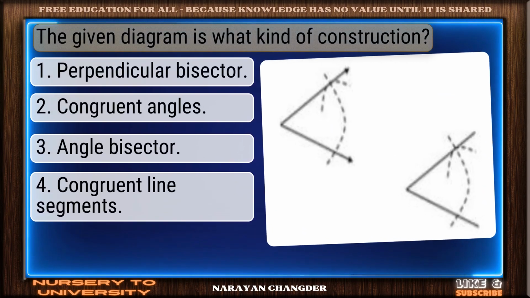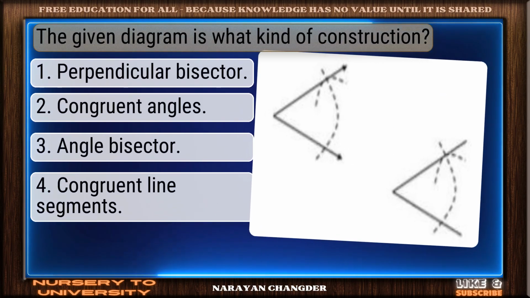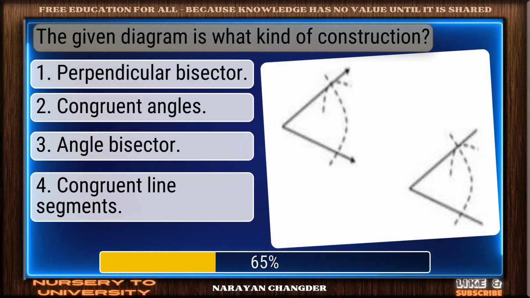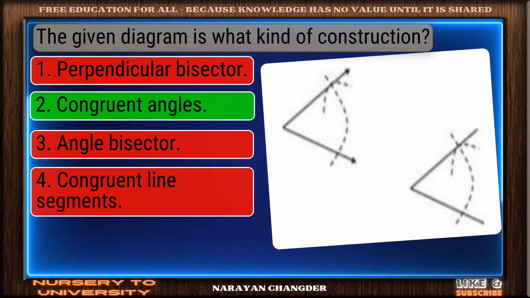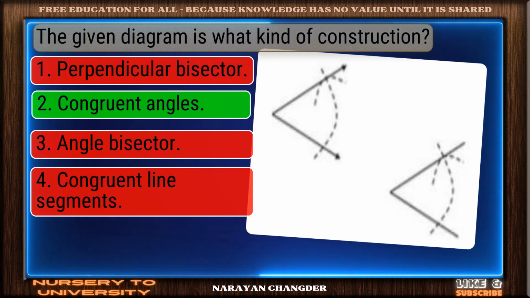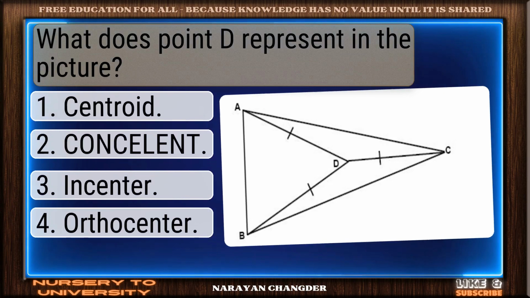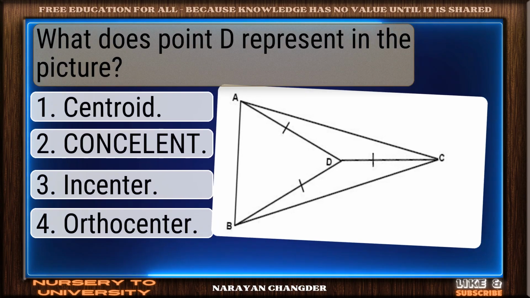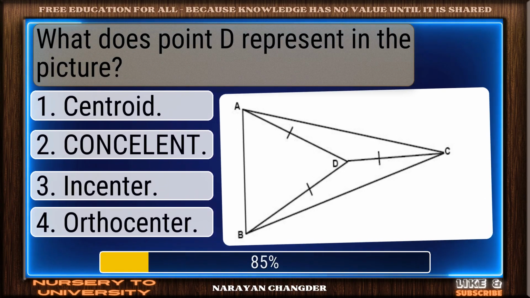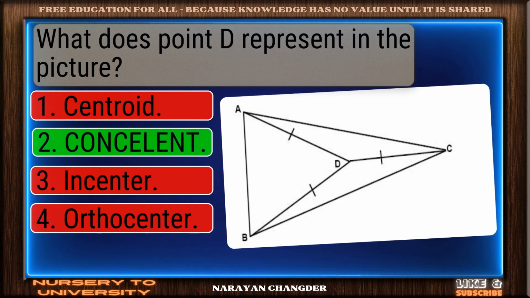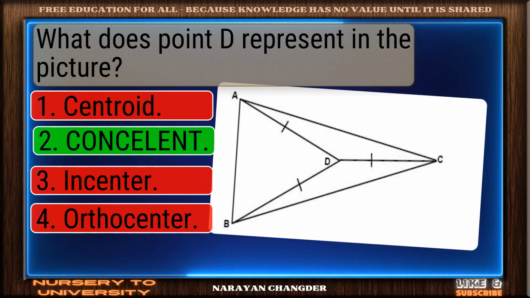Question number 12. The given diagram is what kind of construction? Perfect. Congruent angles is the correct choice. Question number 13. What does point D represent in the picture? Correct. Concurrent is the right answer.